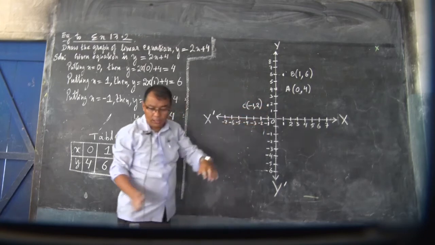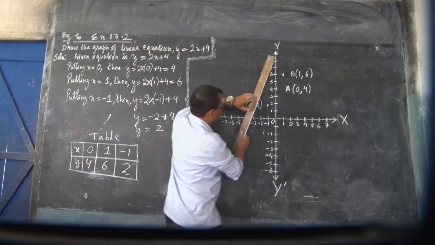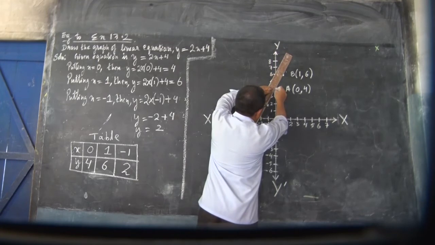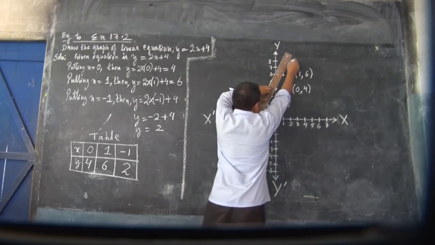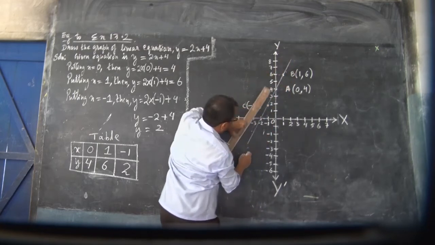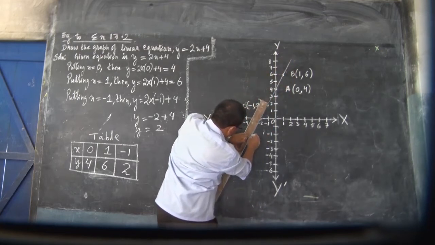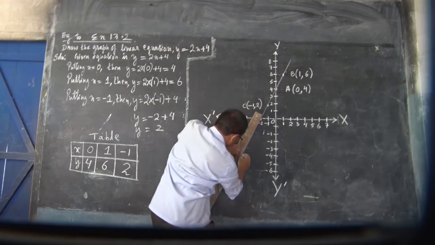Close. Okay, let us check: do we get a straight line or a linear graph? The points form a straight line. Okay, it forms a line graph. Then I can extend a bit.